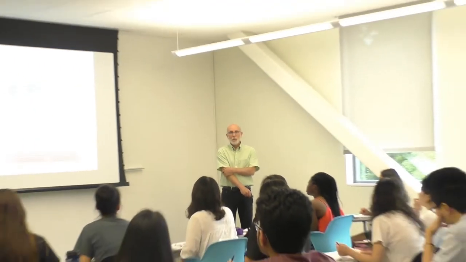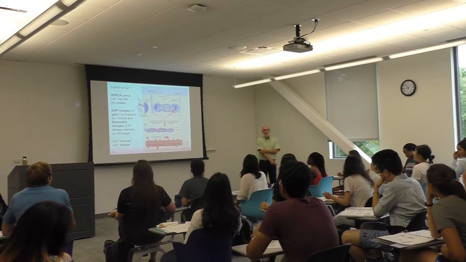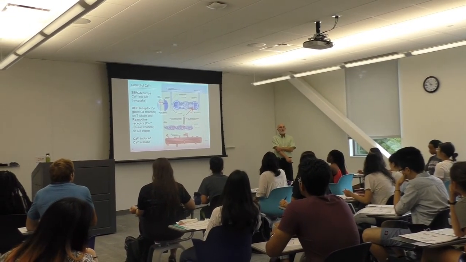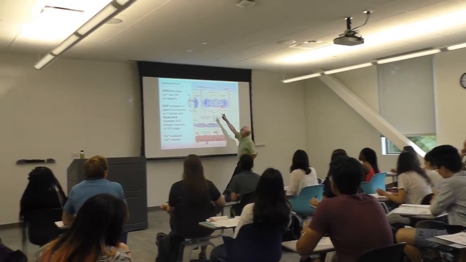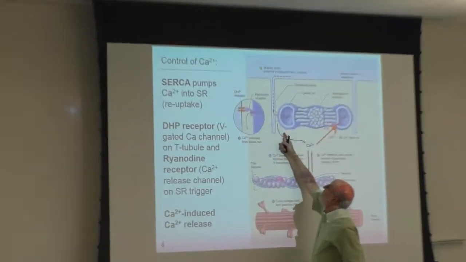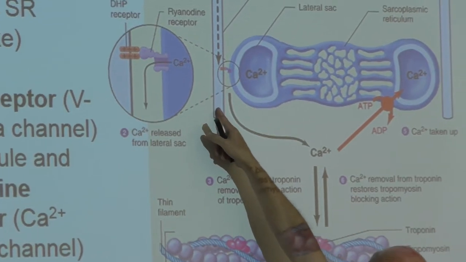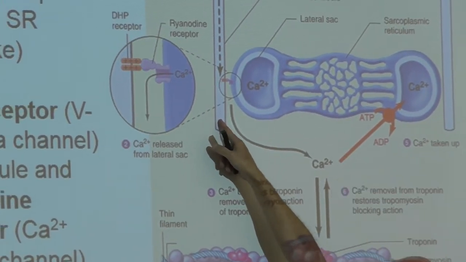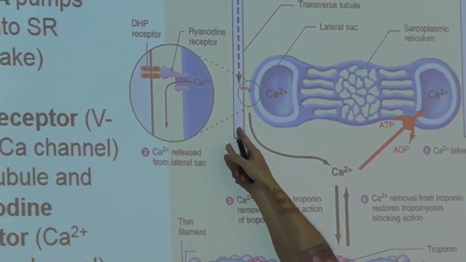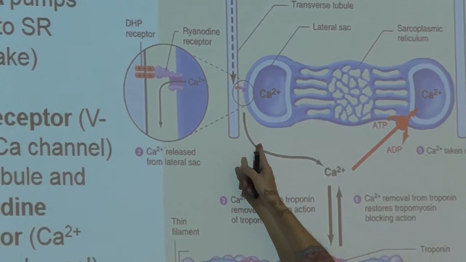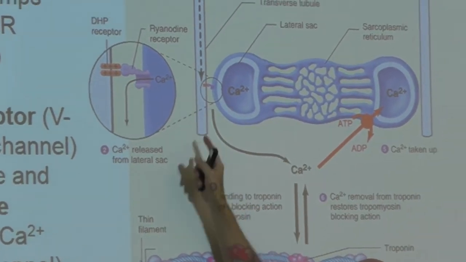How many say calcium flows from the extracellular space to the cytoplasm when a voltage-gated calcium channel opens in the T-tubule? How many say that calcium flows from the cytoplasm? So here's the channel, this little red dot. Calcium can either flow from the space in the T-tubule, which is connected to the extracellular space, into the cytosol, or from the cytosol into the extracellular space.